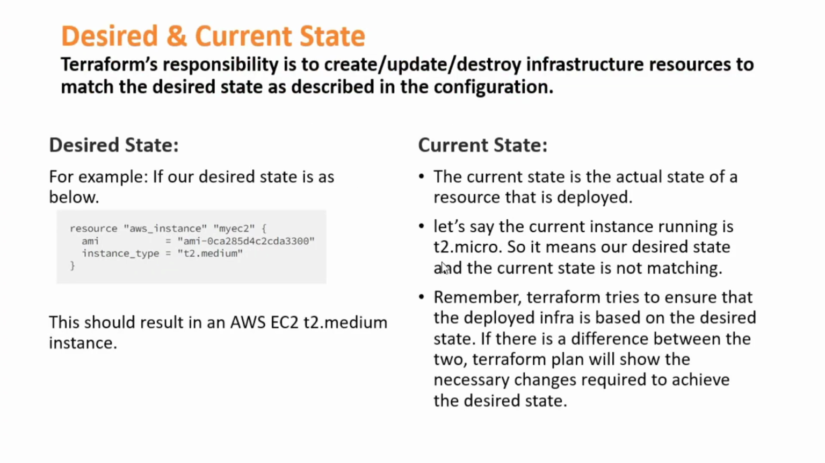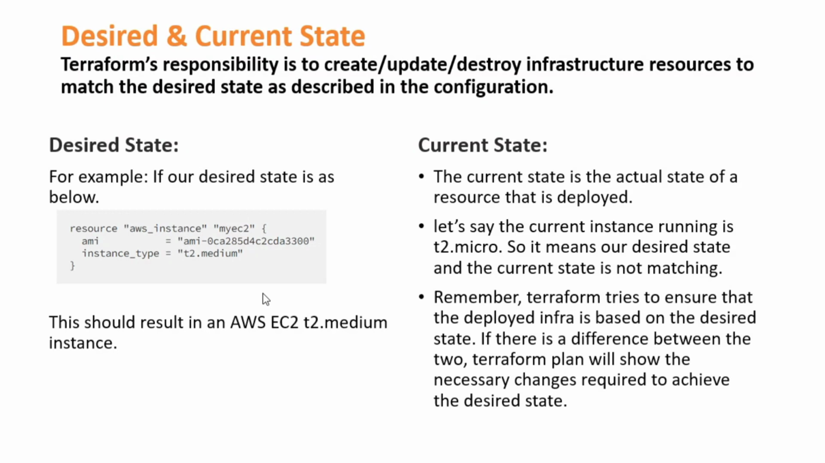Next, there is another important thing: desired and current state. Terraform's responsibility is to create, update, and destroy infrastructure resources to match the desired state as described in the configuration. So what is the desired state here? This particular resource block is the desired state for Terraform. Whenever you spin up any environment or resources, they are matched against this configuration file. If it's not matching, then it is not the desired state.